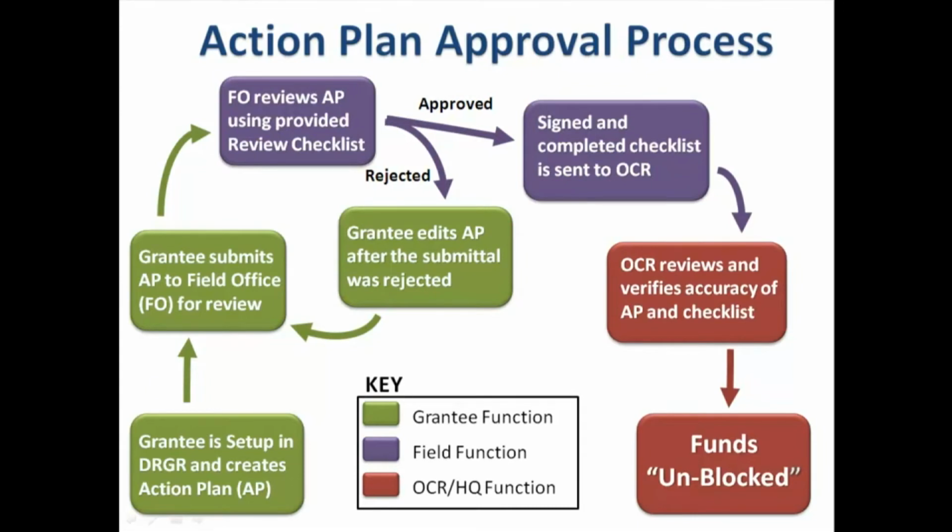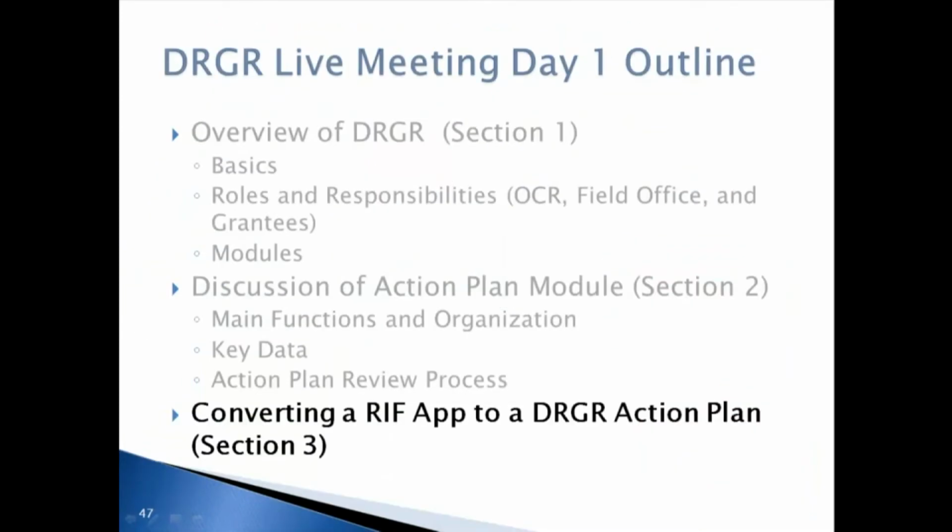That concludes this section. I will turn it over to my colleague, Aaron Taylor now. And now we're moving on to Section 3, converting a RIF application to a DRGR action plan.